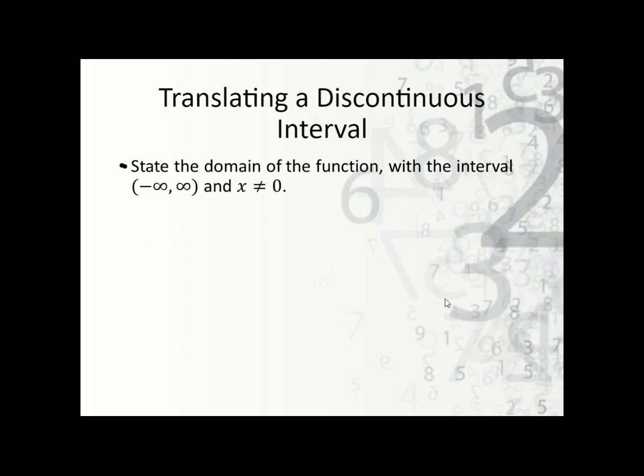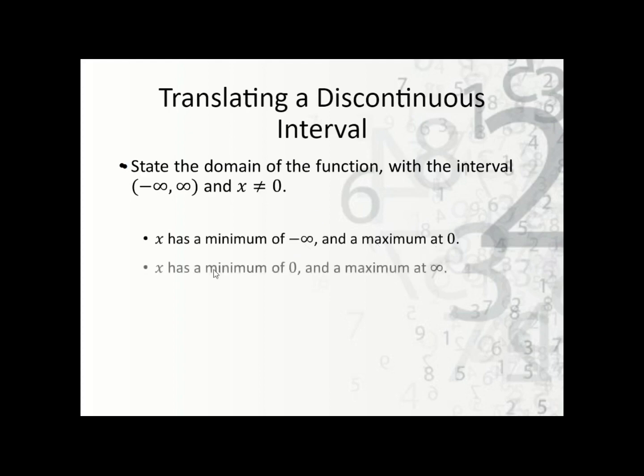So it says state the domain of the function with the interval negative infinity to positive infinity with x not equal to 0. So that means it's all numbers excluding 0. So it has a minimum of negative infinity and a maximum of 0. And x has a minimum of 0 and a maximum of infinity. And notice 0 is not included, so we should have parentheses around it. So we could say then that this is all real numbers, all numbers that exist except 0.